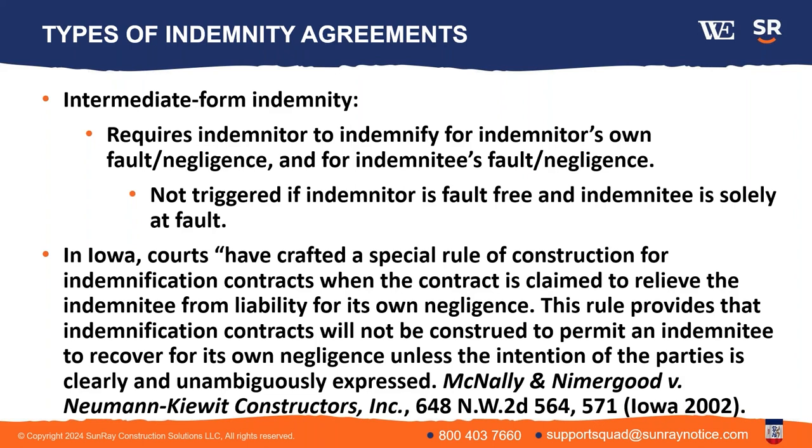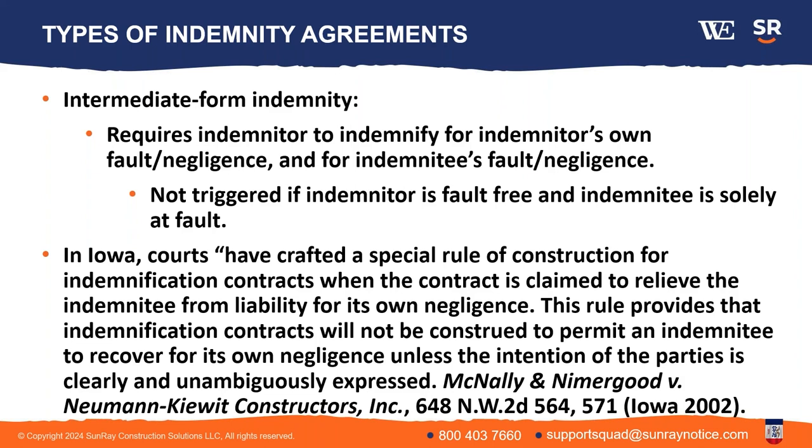Now, if the subcontractor and the general contractor both were acting and both were arguably at fault for something, then this would be triggered, and the subcontractor under an intermediate form indemnity agreement would be required to indemnify the GC for their fault in that, because the sub has some fault there. Now, in Iowa, there's a special rule that courts apply, and essentially it says it has to be clear and unambiguous in the contract that you have an intermediate form indemnity. If there's ambiguity on whether or not that's the case, then they will not find intermediate form. They will find only the limited form.